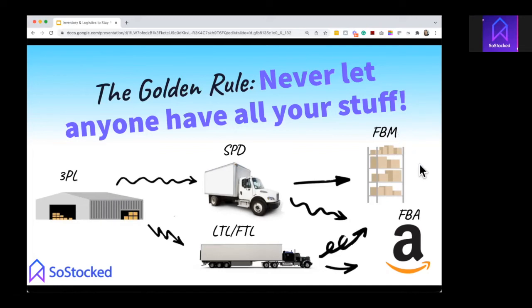We have a question here. Who will house backup inventory? My factory. Yeah, your factory will often house backup inventory, and they'll sometimes do it for free. So that's a way to save on some extra expenses.